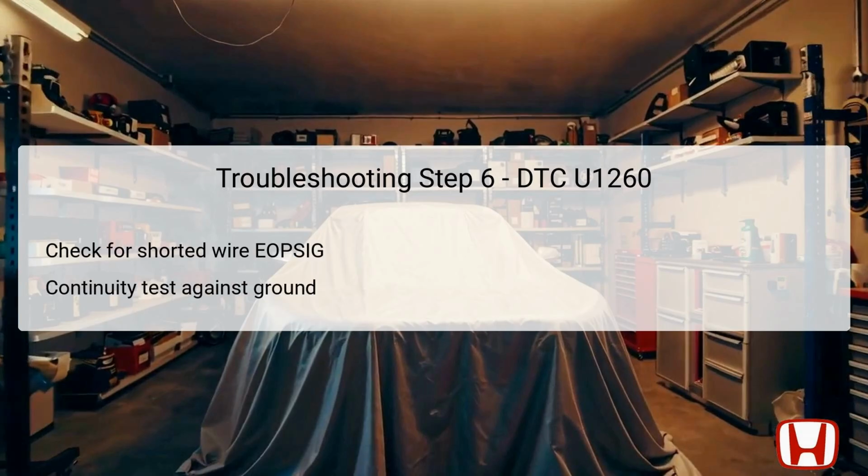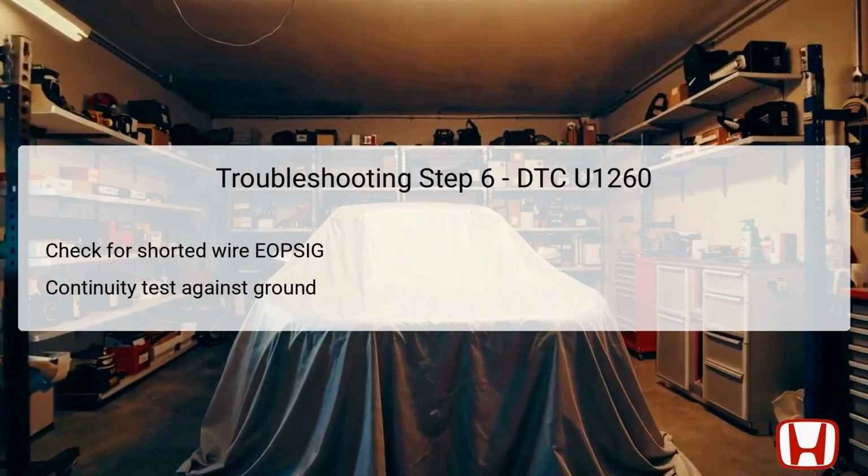In the sixth step, the focus shifts to checking if the EOPSIG line has been shorted to ground. This test helps to ensure that the circuit is free from undesired connections that could disrupt the flow of information between the auxiliary transmission fluid pump and the TCM. Again, set the vehicle in the off mode and maintain the disconnection of both the auxiliary fluid pump and TCM connectors.